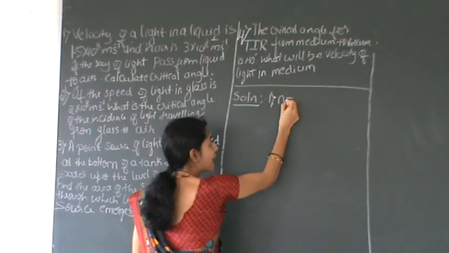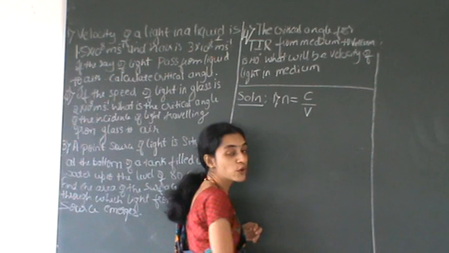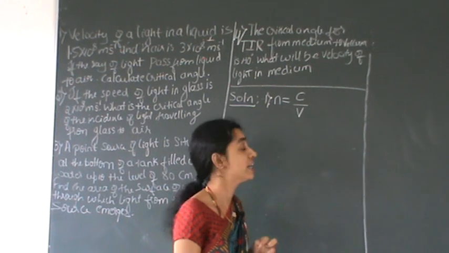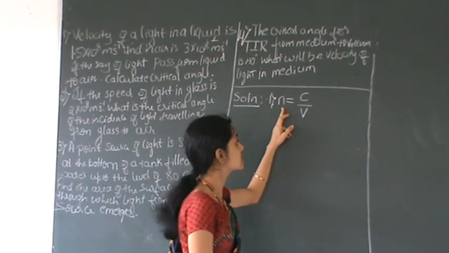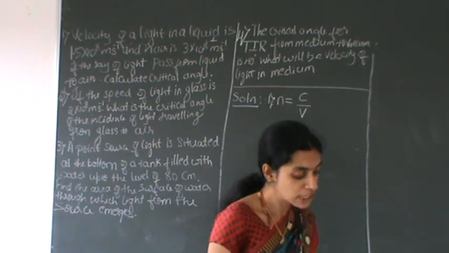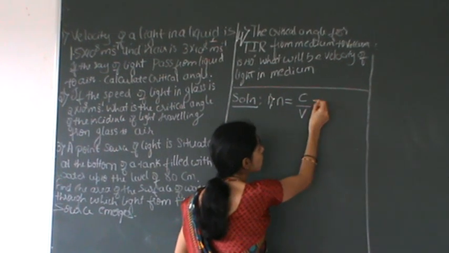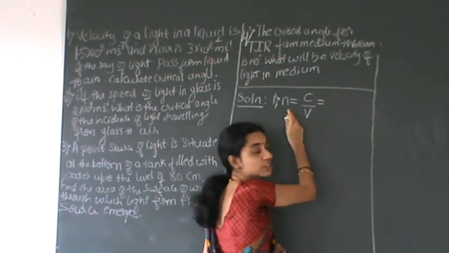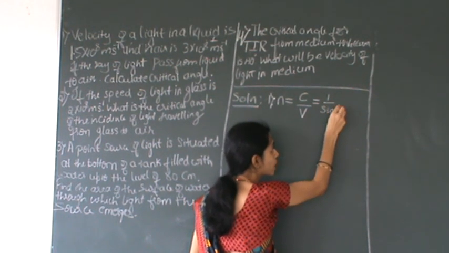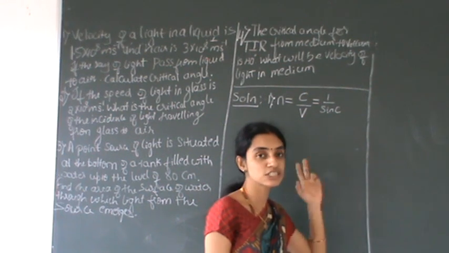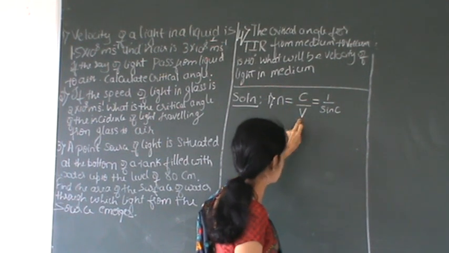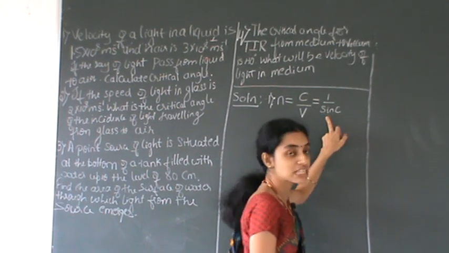We know the relation n = c/v. That is the definition of the absolute refractive index. Or we can define the absolute refractive index as the ratio of the speed of light in vacuum to that of the speed of light in the medium. And the relation between the refractive index and the critical angle was n = 1/sin c. Since the LHS of both equations is the same, I will equate them. What I get is n = c/v = 1/sin c.